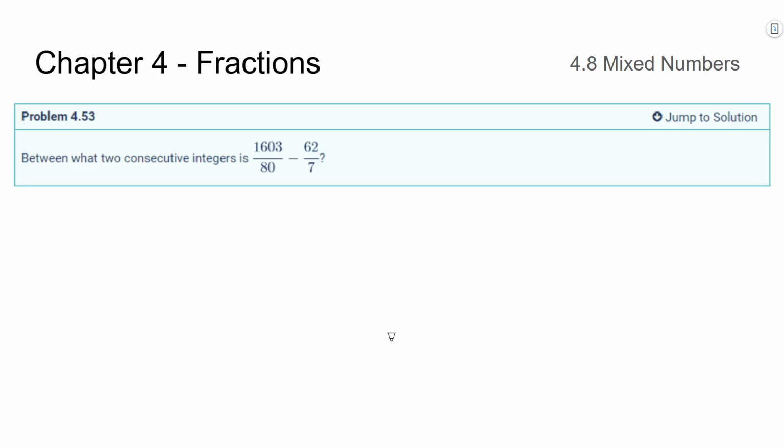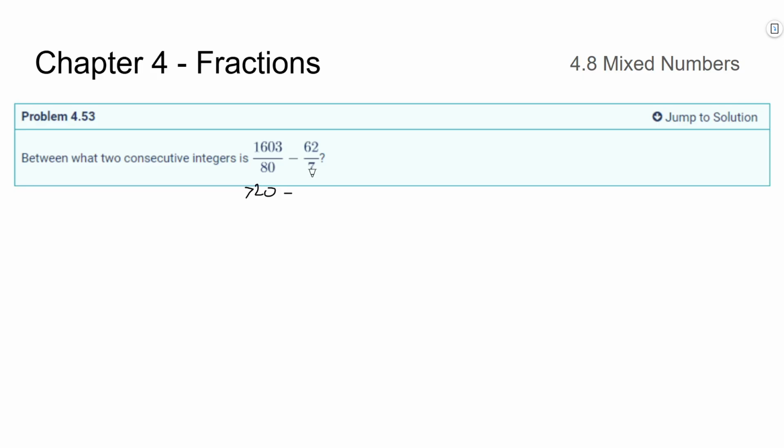Okay, between what two consecutive integers is 1603 over 80 minus 62 over 7? Okay, interesting. So we know that 1600 would be 20 80s. So this is a little bit more than 20, right? Because 1600 over 80 would be 20. So this is a little bit over 20.